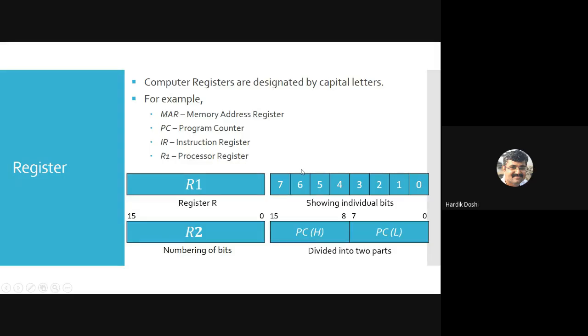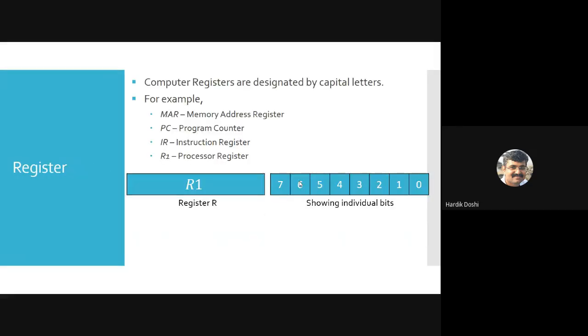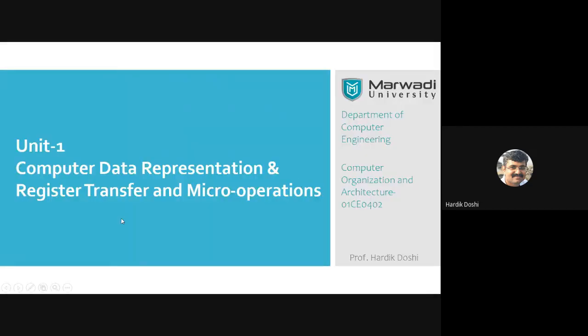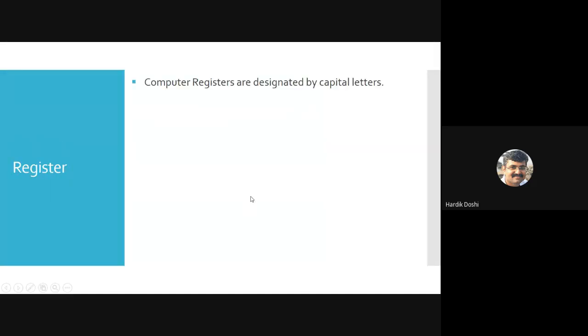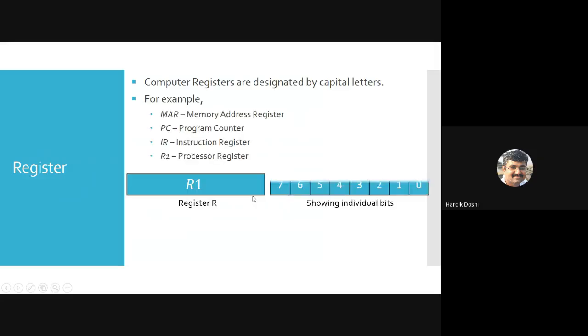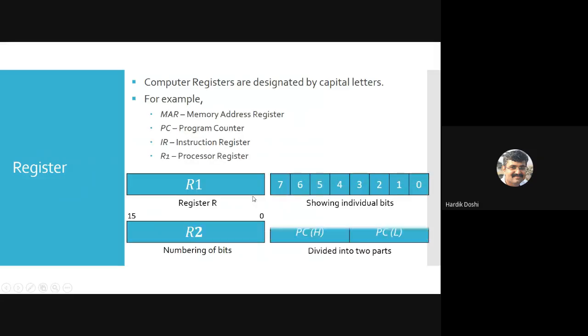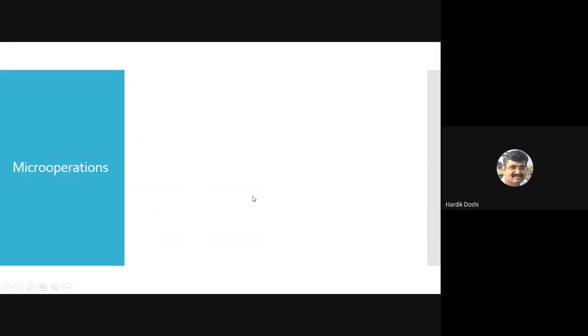So register, we are now moving on to the detailing of the hardware. We started with register. Now if I move further, the question arises, what is micro operation? My chapter unit name is register transfer and micro operations. So what is now micro operation? I started with register, we are clear with register now. Then moving on to the next definition, that is micro operation.